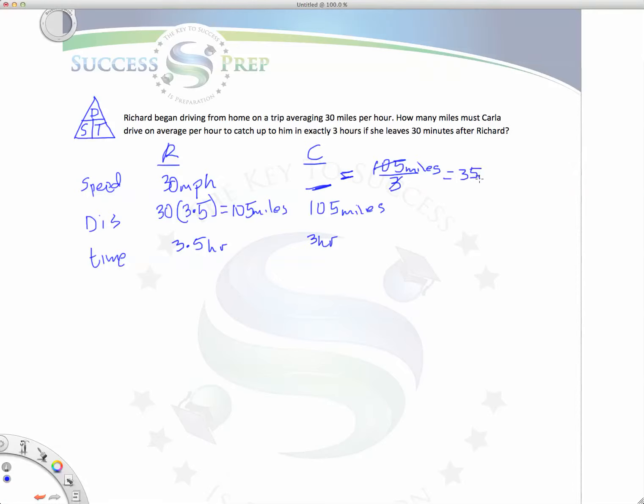When you divide 3 into 105, that gives you 35 miles per hour. And that is the answer to this question, because they asked us how many miles must Carla travel on average per hour to catch up with Richard. So she has to be moving at a much faster speed, 35 miles per hour, to catch up with Richard. And so that would be the answer to this question, 35 miles per hour for Carla.